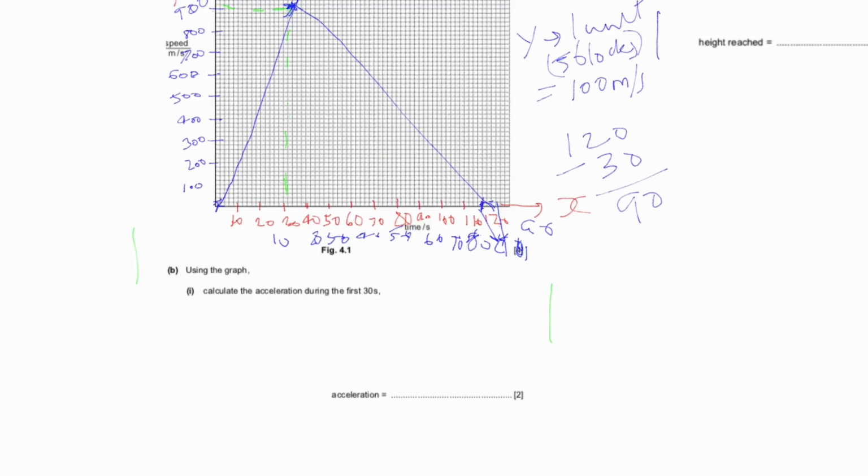Using the graph, calculate the acceleration during the first 30 seconds. So as you can see, acceleration means rate of change of velocity, means change in final velocity minus initial velocity upon time taken. So V minus U upon T. So this will give the acceleration.